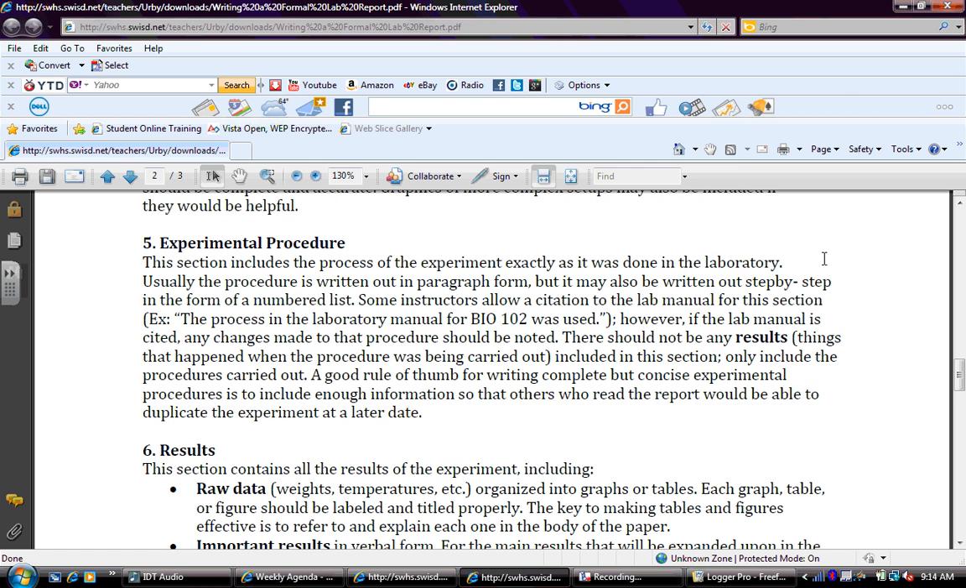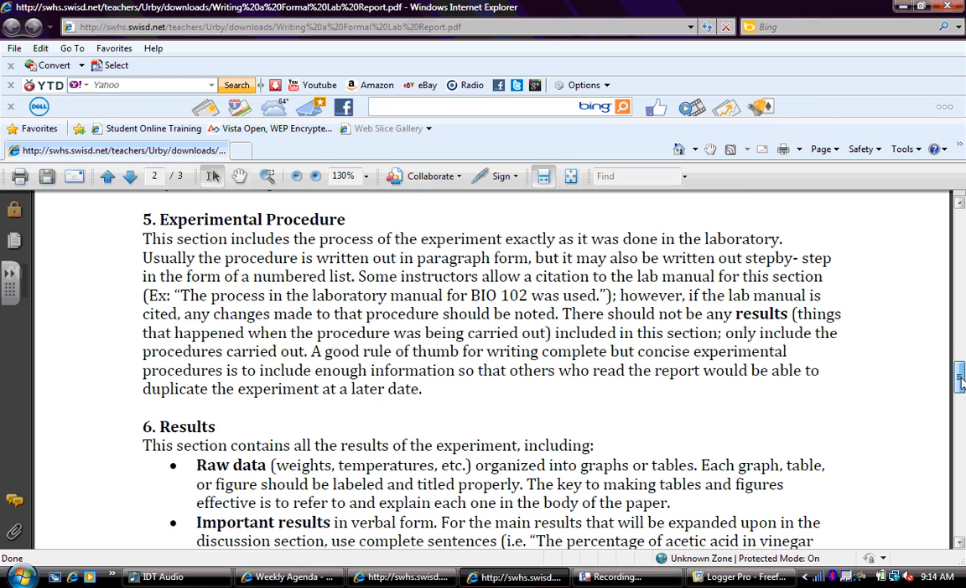The experimental procedure section is going to be where you put step by step exactly what happened. Basically, the important thing here, and it says here, a good rule of thumb for writing complete but concise experimental procedures is to include enough information so that others who read the report would be able to duplicate the experiment at a later date. And by duplicate, they mean that they could do exactly what you did, stand in the same place you did, drop the ball from the same height. So all that kind of information needs to be put into experimental procedures so that someone could exactly replicate what you did in class and see if they got the same results.